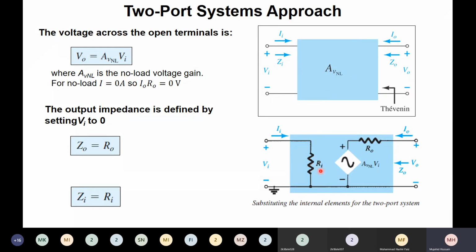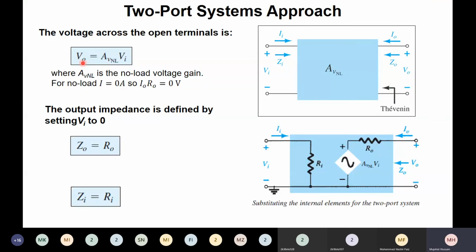Similarly, Z naught is R naught, and the no load voltage gain can be written and adjusted in this form: no load voltage gain times V in will be the voltage source at this point. So if you have the information of input voltage, input impedance, output impedance, and voltage gain, you can draw the internal circuit of the two-port system. How can we justify this circuit?